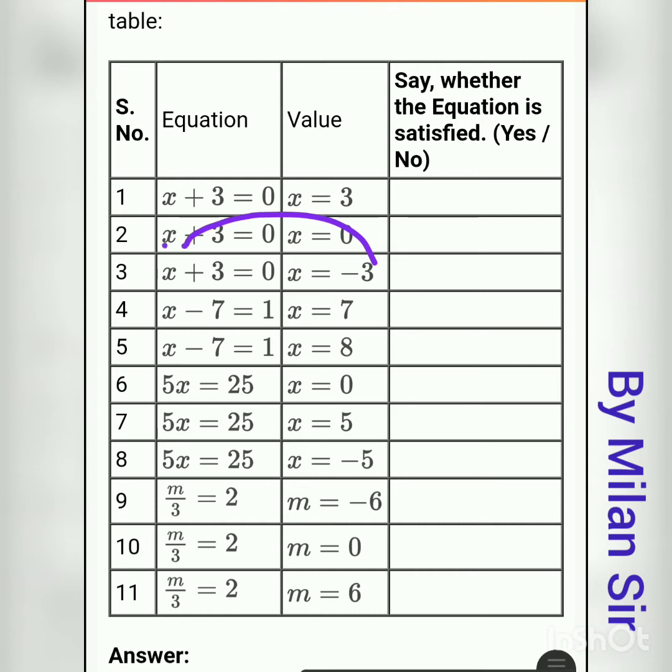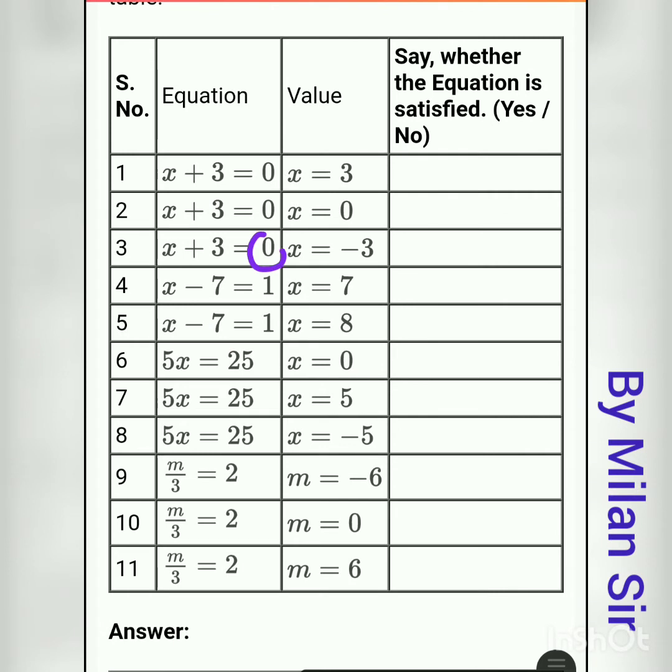Now put the value of x is equal to minus 3. So in place of x, minus 3 plus 3. So minus 3 plus 3 is 0. And here also we have the 0. Right? x is equal to minus 3, plus 3 is 0, and here also we have 0. So we get the same answer. So here our answer is yes.